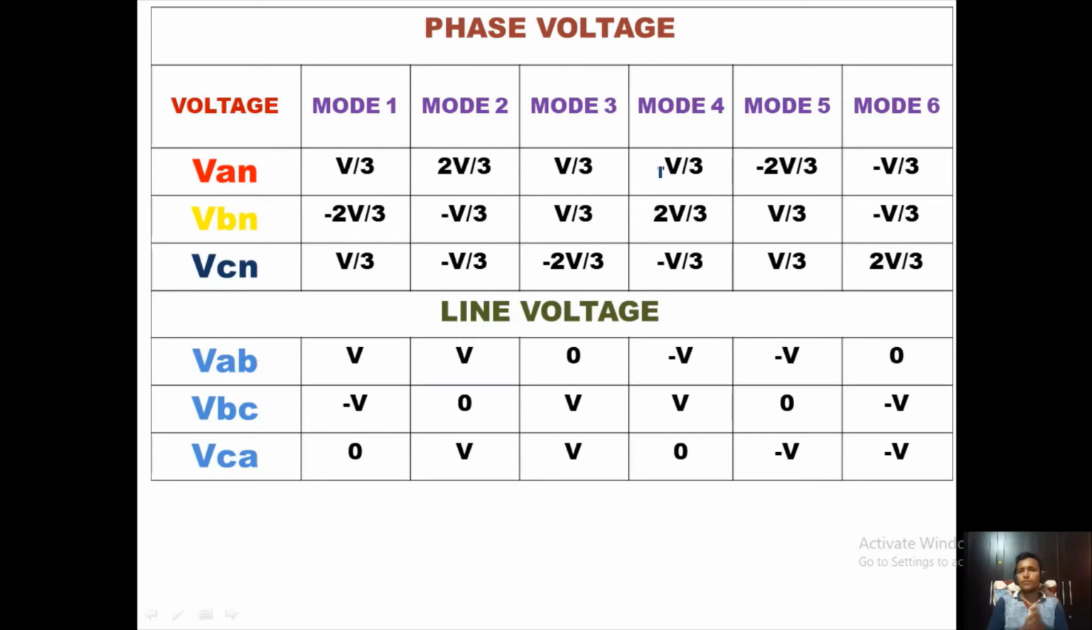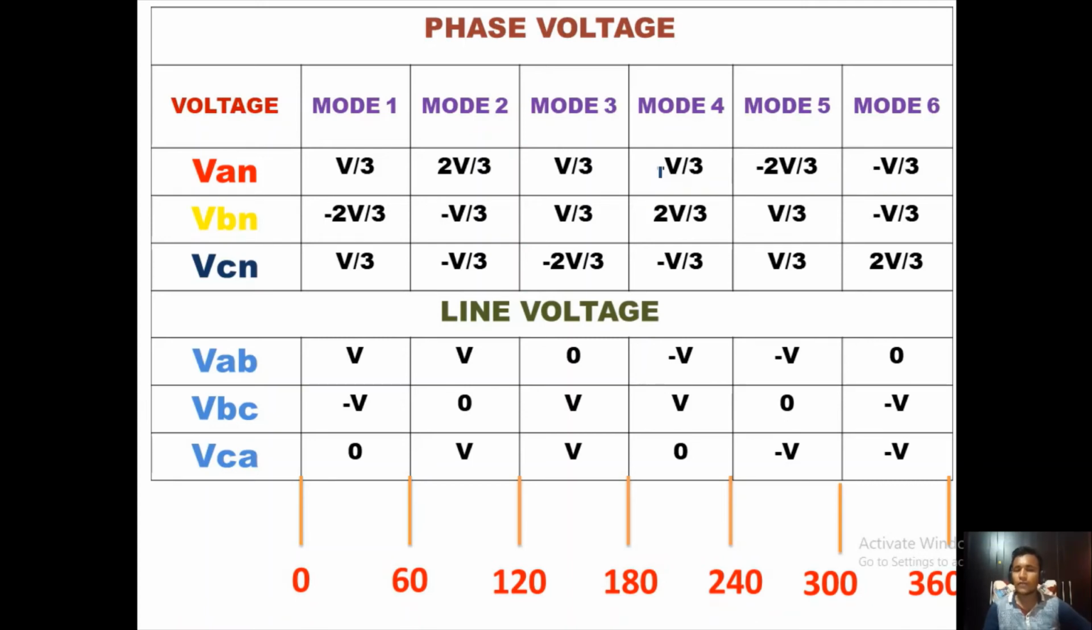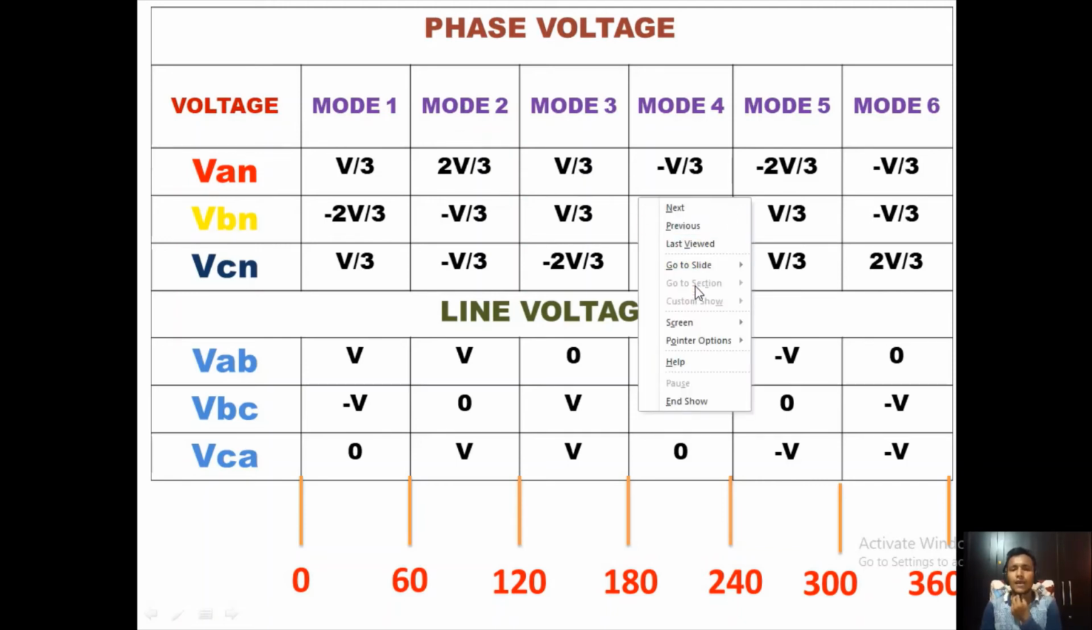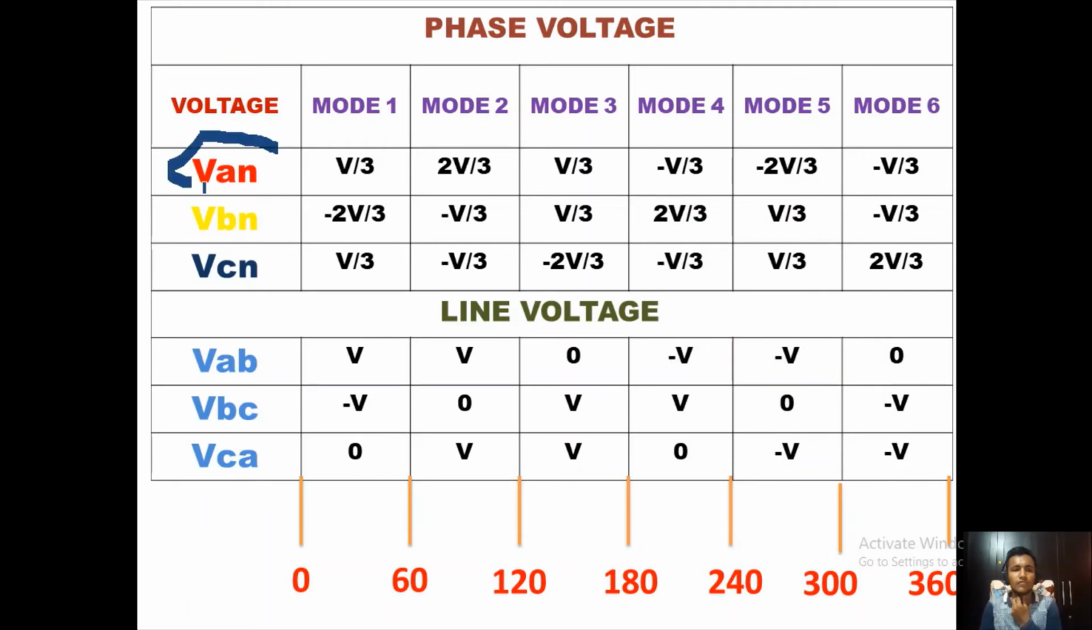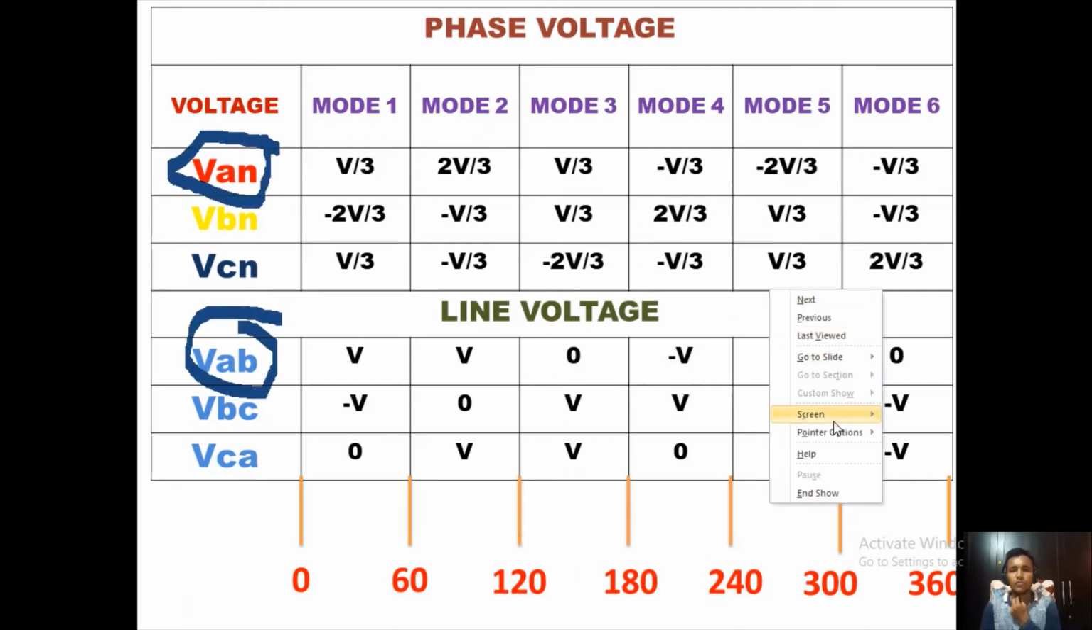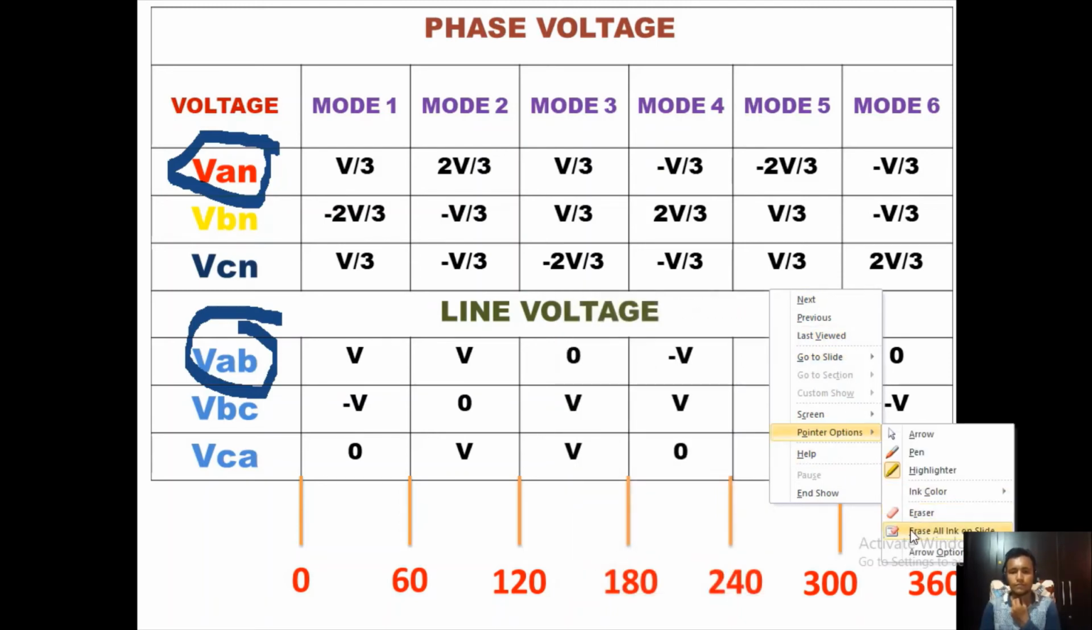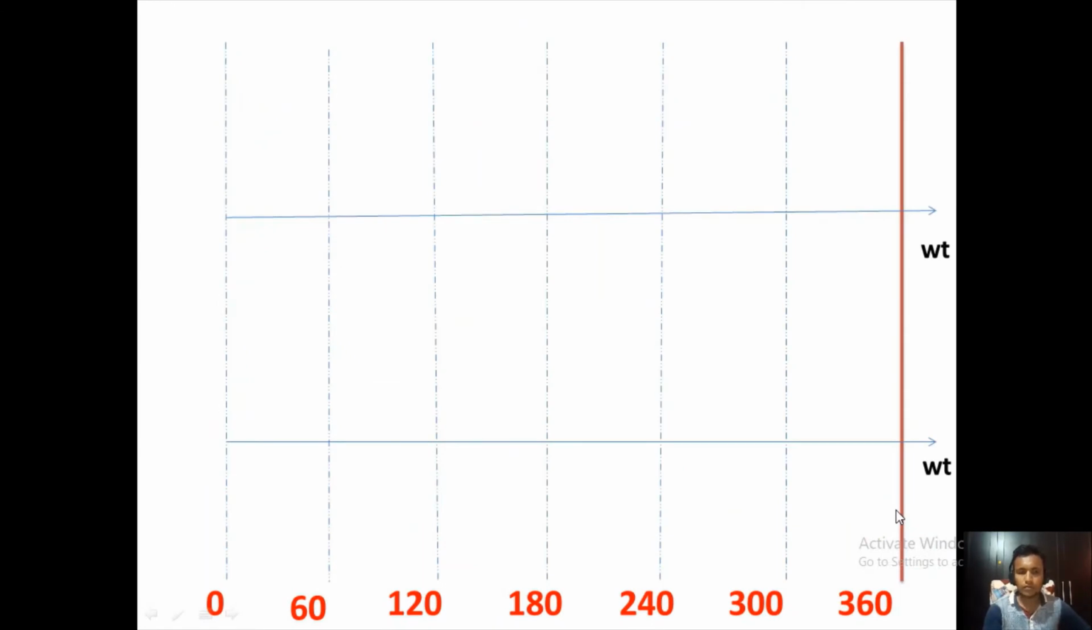Now we have to draw the waveforms for phase voltage and line voltage. In this waveform figure we have drawn the extended lines, and we have also entered the degrees, 0, 60, 120, 180 and 240. Now we just have to draw the waveforms. If we know the values, then you can draw the waveforms easily. For this example, we draw the waveform only for phase voltage VAN and line voltage VAB. So let us start. We first draw the graphs from 0 to 360 degrees for the phase voltage VAN, then the line voltage VAB.